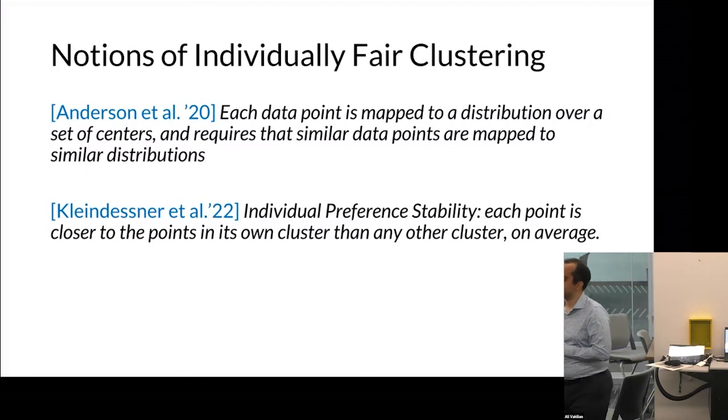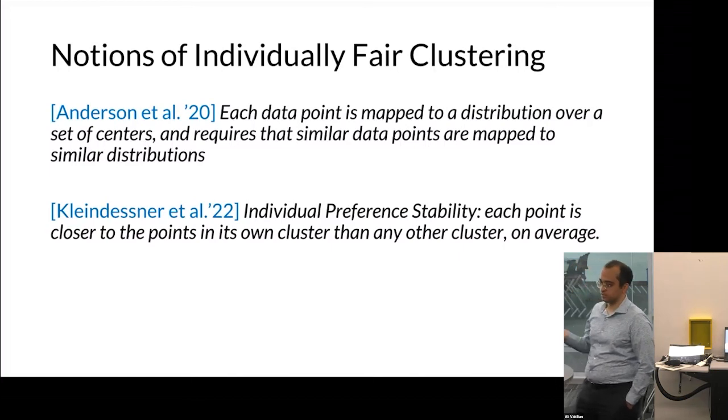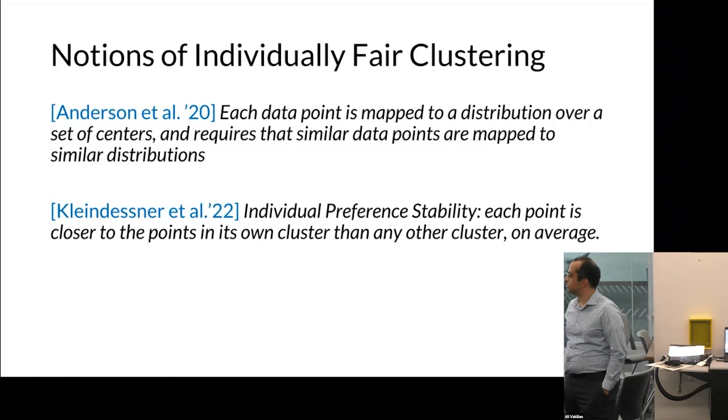So the first thing is, for the solution, the output is a distribution over the centers, right? So each point will have a distribution over the centers that it's going to be assigned to. And they want the distribution for two points that are nearby to be similar. And they're considering various different distance functions for both the similarity of the points and the similarity of the solutions.